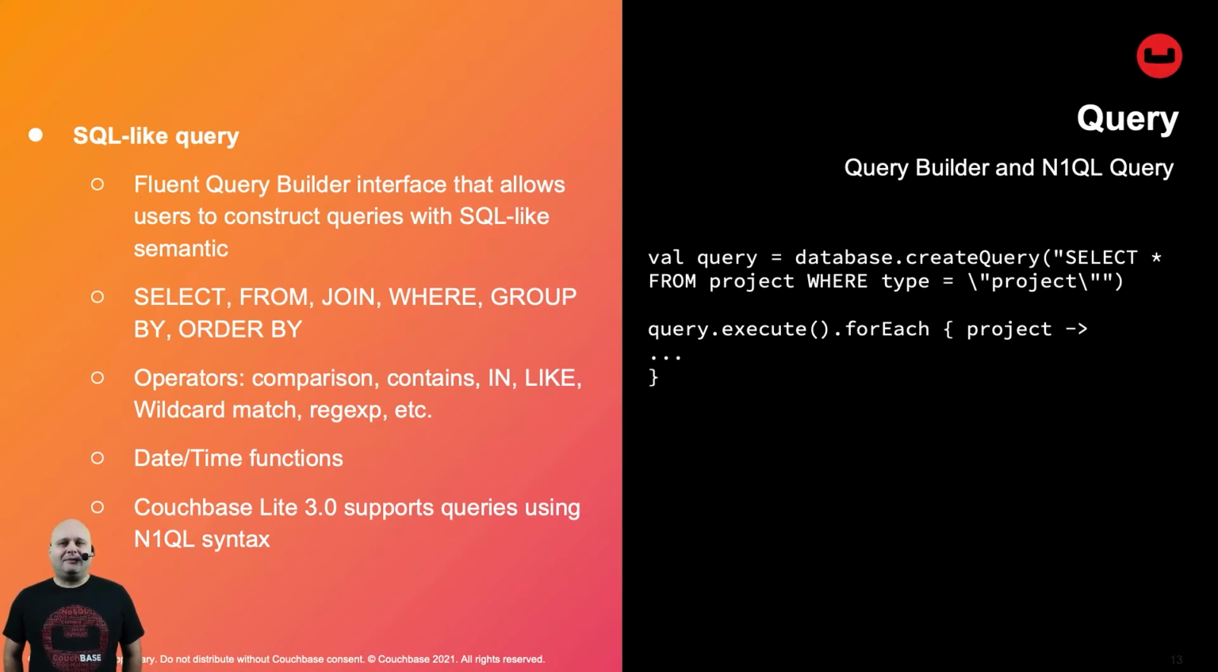To query the database using the new N1QL query support, we use a database API createQuery function and pass in a string formatted N1QL query as a function parameter. Finally, we call the query API execute function, which returns a collection of results back. You can use a forEach loop inline function to loop through the results and process them.